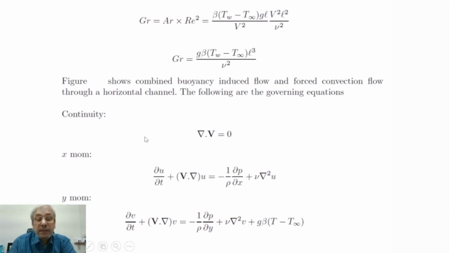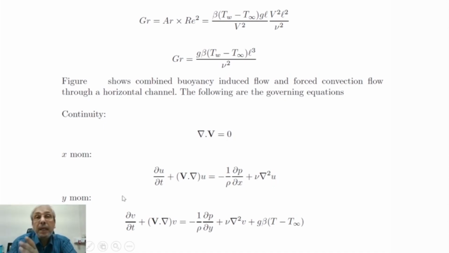We are considering a three-dimensional flow field. This V is a vector quantity equal to iU plus jv plus kW. Now the X momentum equation we can write as ∂U/∂t plus V dot grad U equal to minus 1 by rho ∂p/∂x plus nu grad square U.